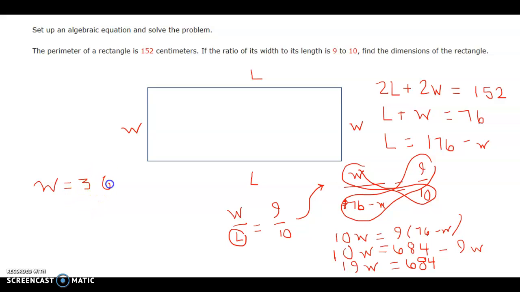Now that we know our width, we know that our length and width have to add up to 76. Length plus width have to add up to 76. So we've determined that our width is 36. So to find our length, we just have to subtract that 36 from the 76. And our length in this case would be 40 centimeters.